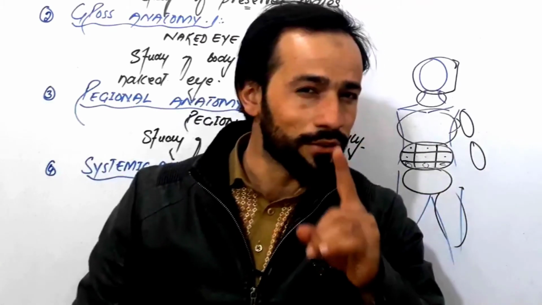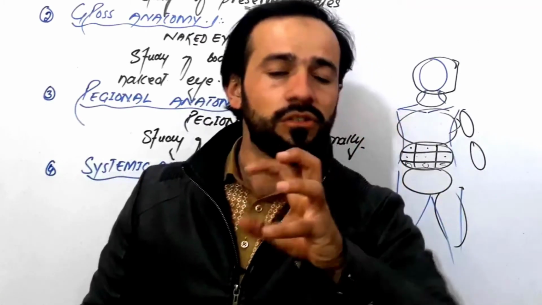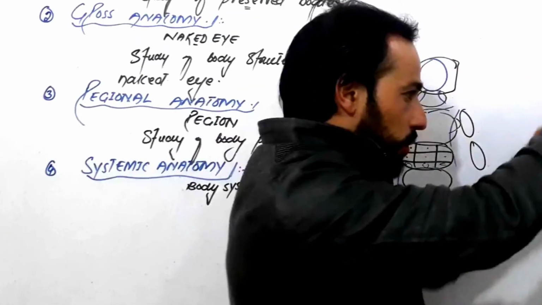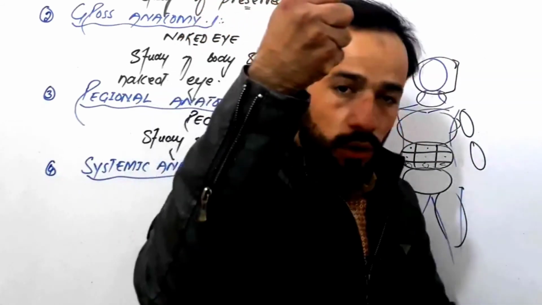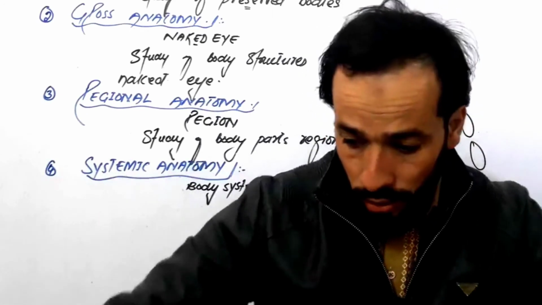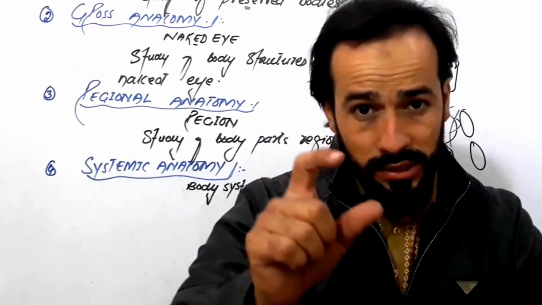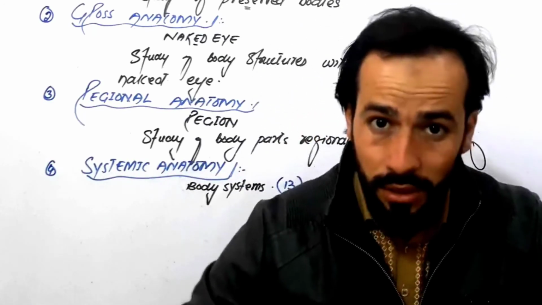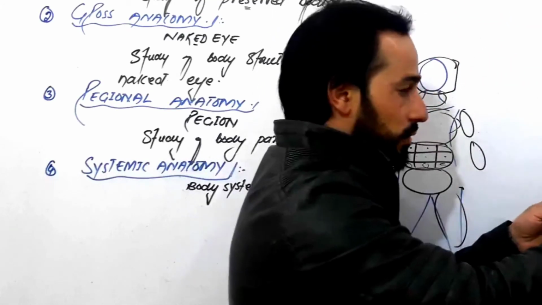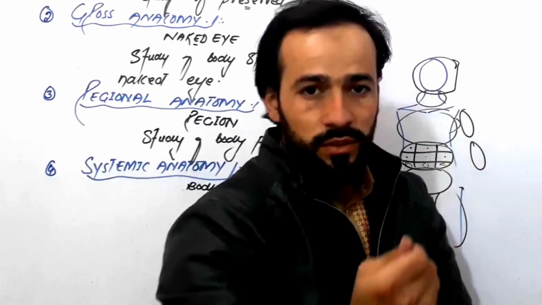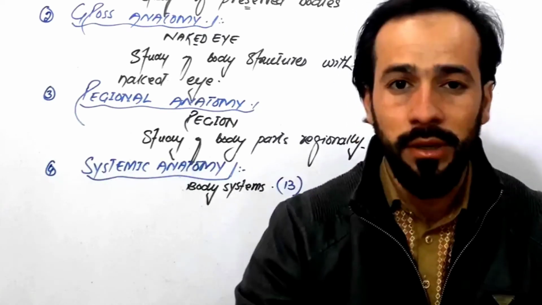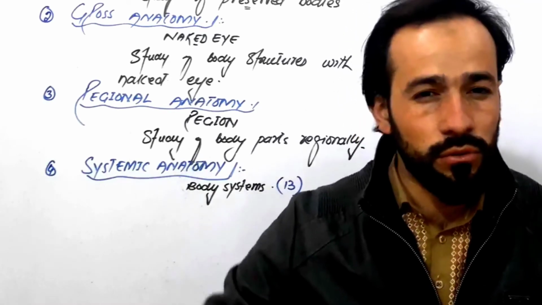So if you are studying the body systemically, this is called systemic anatomy. What does it mean by systemic? If you pull off the whole digestive system of this body and put it on the table, what have you pulled off? The whole digestive system. So you are studying the body systemically. This is called systemic anatomy. And if you pull the whole circulatory system of this person and put it on the table, there will be heart, arteries, veins, and capillaries on the table. This is called the circulatory system.